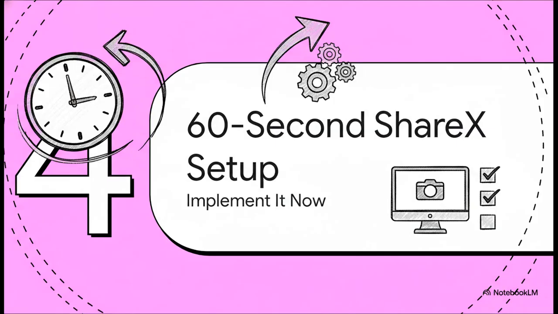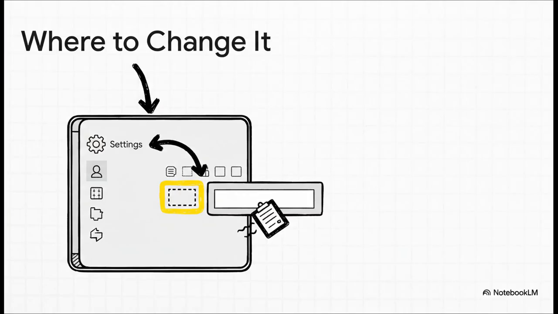Okay, this all sounds great in theory, but how do we actually do it? Well, here's the best part. Setting this up in ShareX is ridiculously fast. It's going to take you, seriously, less than a minute. Let's do it right now. So here's the key. You have to go into task settings, not the main application settings. That's where people get lost.